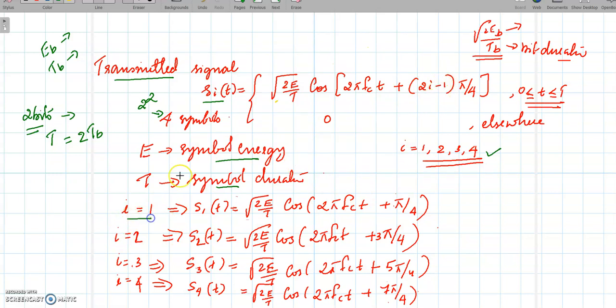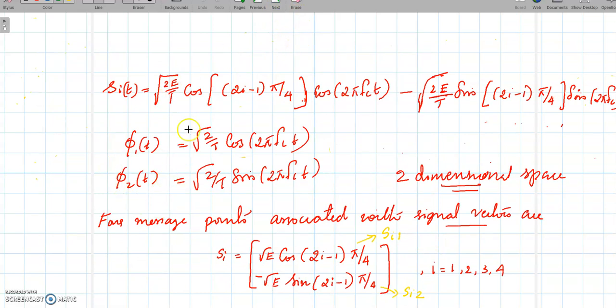When you substitute i equal to 1, you will get S1 of t, which is root of 2E by T into cos of 2 pi fct plus, with i equal to 1 meaning 2 minus 1, that is 1, pi by 4. Substitute i equal to 2, you will get 3 pi by 4. For i equal to 3, you will get 5 pi by 4. For i equal to 4, you will get 7 pi by 4. So these are the 4 symbols with phases pi by 4, 3 pi by 4, 5 pi by 4 and 7 pi by 4. This is the transmitted symbol in the case of QPSK.